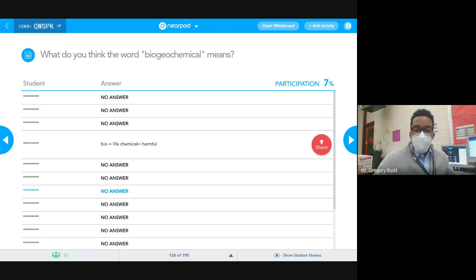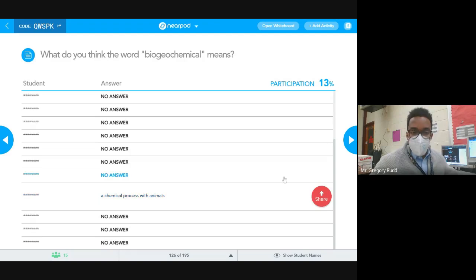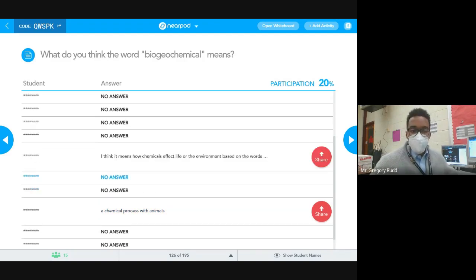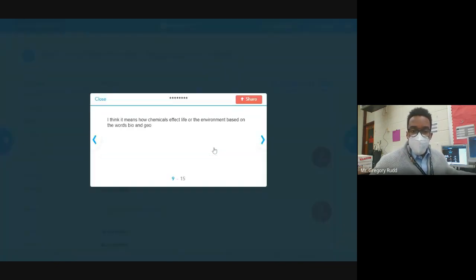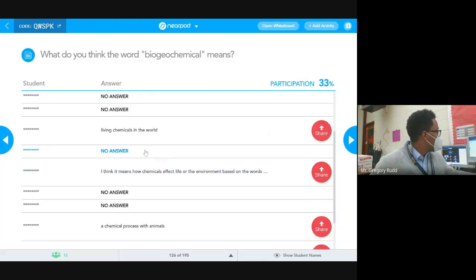Interesting. Okay, we got one answer. Bio equals life, chemical equals harmful. Certainly chemicals can be harmful, but not inherently so. A chemical process with animals. True, we're getting there. How chemicals affect life or the environment based on the words bio and geo. Yeah, so we know that this implies some type of interaction between living organisms and their environment. Living chemicals in the world. Okay.